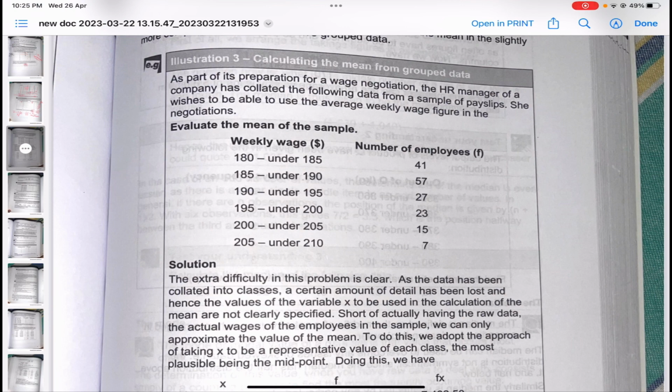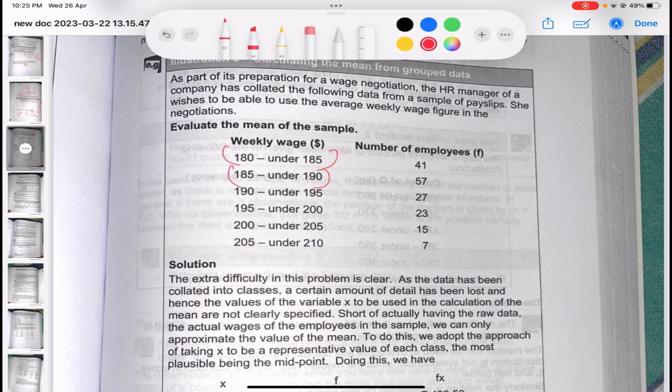Whenever you are given grouped data, what do you understand by grouped data? When the data is divided into groups, we don't have just one x, we have two x's, right? We have 180 also, 185 also, 185 also, 190 also. So here in the data we are not having a single x, we are having two x's. So we are having data divided in the form of groups. In this situation, you are supposed to find the value of x. In order to find the value of x, you are going to take a midpoint.